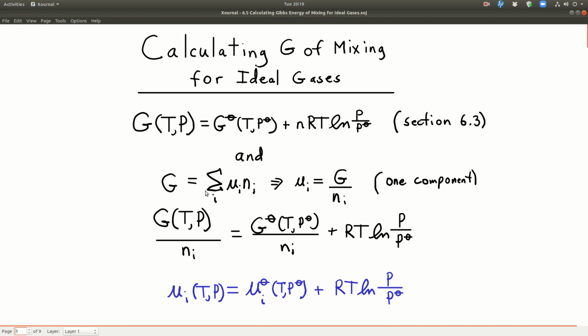We also showed that the Gibbs energy is the sum of the chemical potential for each species times the number of moles of that species. Which means that for one component, the chemical potential is the Gibbs energy over the number of moles. So if we divide this equation through by n, the n cancels, and these are just the chemical potentials. So the chemical potential of species i at some temperature and pressure is equal to the chemical potential of that species under standard conditions plus RT natural log of the pressure over 1 bar.